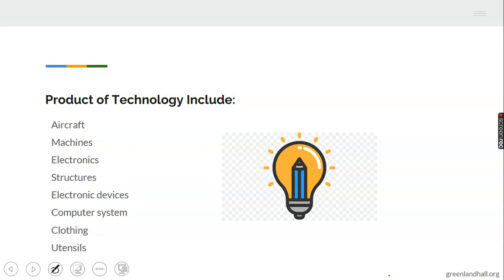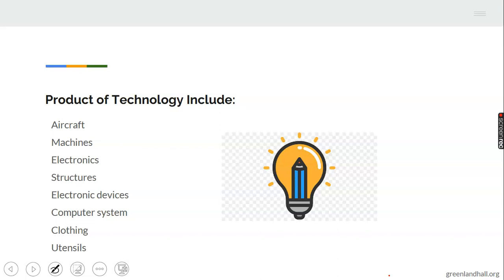Okay. Now let's go to electronics. We have a lot of electronics, radio, television. So a lot of electronics, iron, blender. What are those electronics we have in the house? Good. Now, let's go to structures.